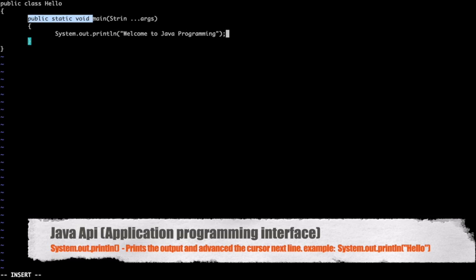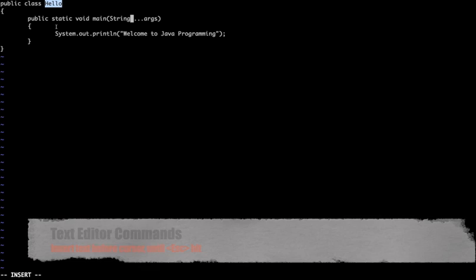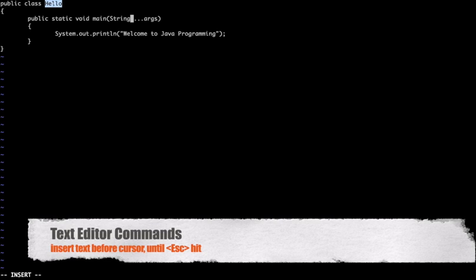Then public static void main, all in small case. Sorry, I made a mistake here: it is String, capital S, and String[] args. We'll cover that in the next tutorial. Public class and all the way to here are your Java keywords, and this is your class name. The class name should match your file name.